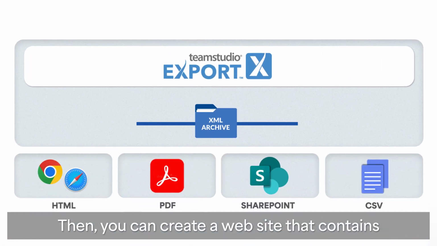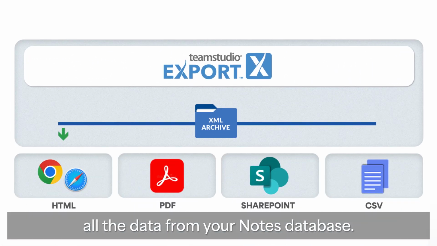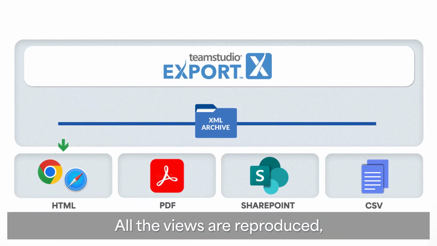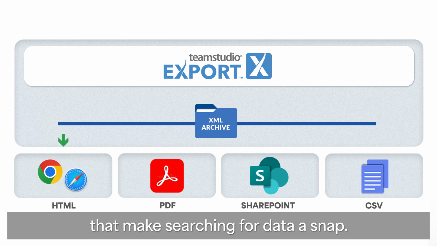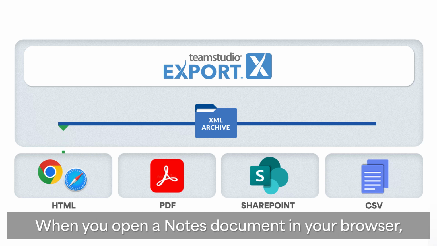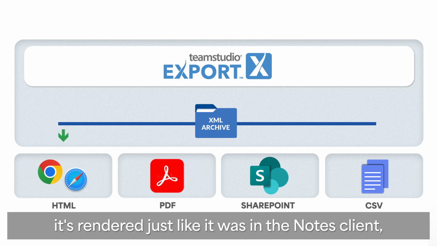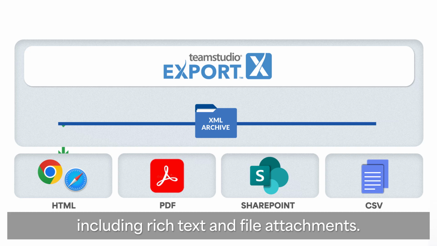Then, you can create a website that contains all the data from your Notes database. All the views are reproduced, and Export creates full-text indexes that make searching for data a snap. When you open a Notes document in your browser, it's rendered just like it was in the Notes client, including rich text and file attachments.